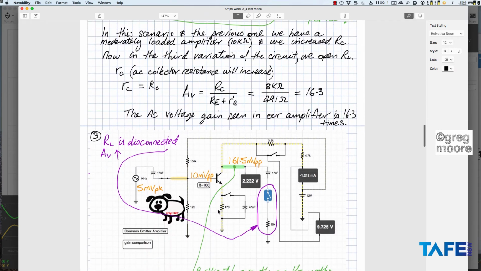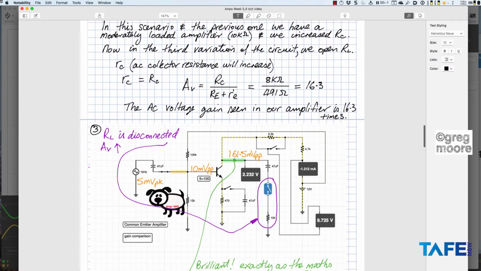In scenario number 3, slide number 3 here, the previous one we had a moderately loaded amplifier, 10K, and we increased RC. Now in this third variation of the circuit, we open RL. So if we open RL, it'll be an unloaded amplifier on the output. Little RC, the AC collector resistance, will increase. And because the collector resistance is on the top of the equation, we're going to get a bigger gain. So that'll be straight 8K. I left the switch open, as you can see there.